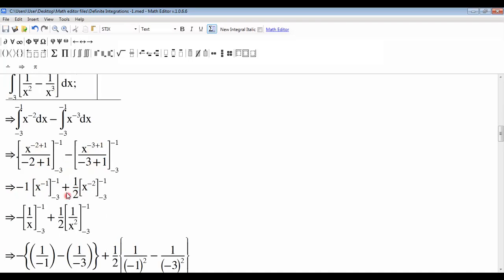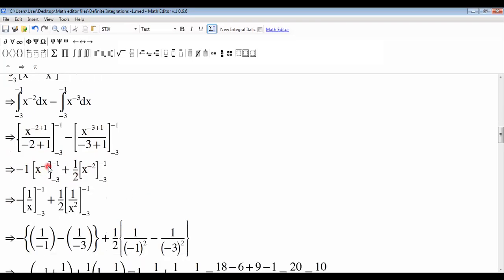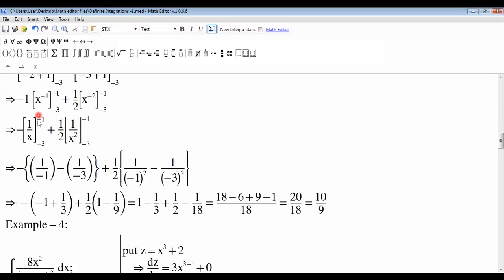So minus and minus what? Plus. So this will be plus half. Now x to the minus 1 can be written as 1 by x, and x to the minus 2 can be written as 1 by x square. Now putting the upper limit, x equals minus 1, 1 by minus 1, minus putting the lower limit, 1 by minus 3, plus half. 1 by x square means what? 1 by minus 1 square.